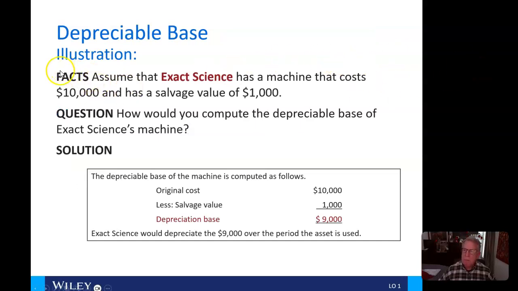Let's look at an example. Here, Acctg Science has a machine that costs $10,000 and has a salvage value of $1,000. How would you compute the depreciable base of Exact Sciences machine? Well, you're going to calculate the depreciable base by taking the original cost and backing out, subtracting the salvage value. That leaves a depreciable base of $9,000. That's what we will depreciate over the life of this asset.